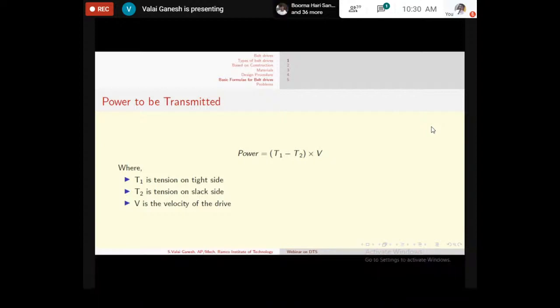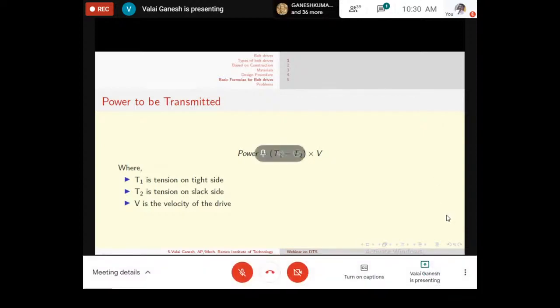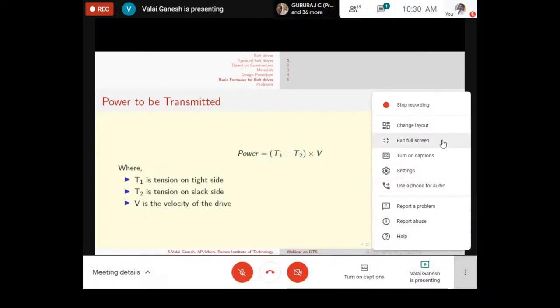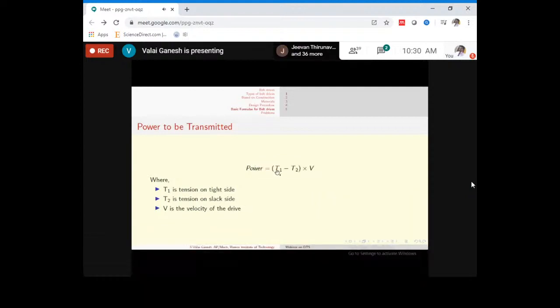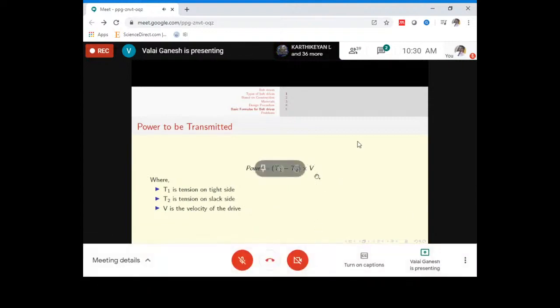Power transmission equals (T1 minus T2) into V. This is the formula for you, where T1 is the tension on the tight side, T2 is the tension on the slack side, and V is the velocity of the drive. Tension is nothing but a force, so the unit for tension is Newton only. This is not a torque. Torque is different from tension. Power equals (T1 minus T2) into V.